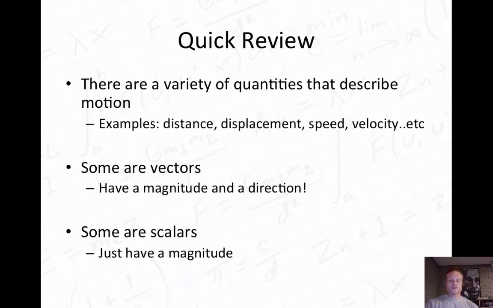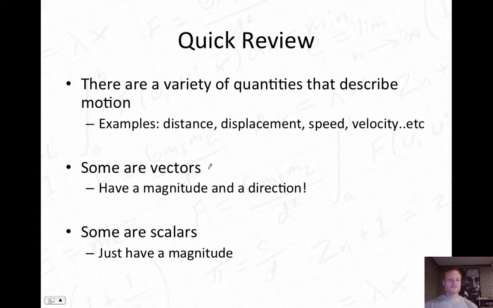Just a quick review from past material. There are a lot of quantities that are used to describe motion, and some examples would include things like distance, displacement, speed, velocity, acceleration, time we could throw in there. So a lot of different quantities used to describe motion, and some are vectors and some are scalars. So we have to remind ourselves what a vector is.